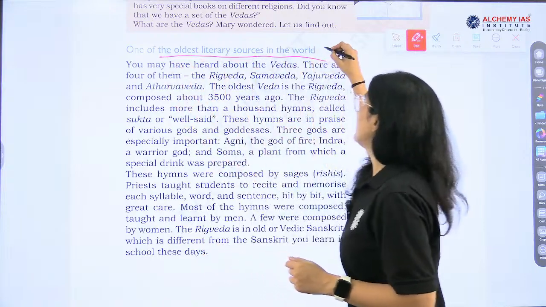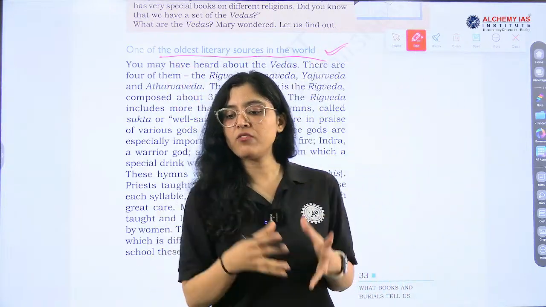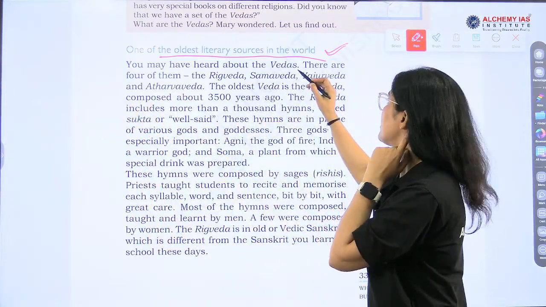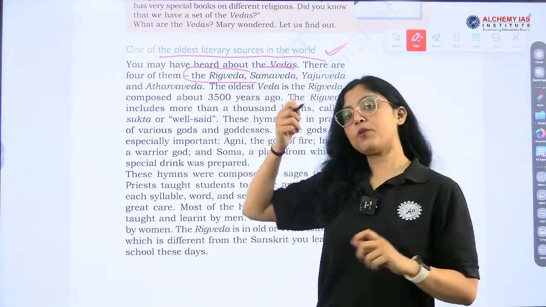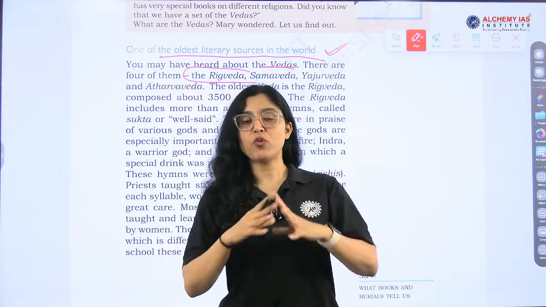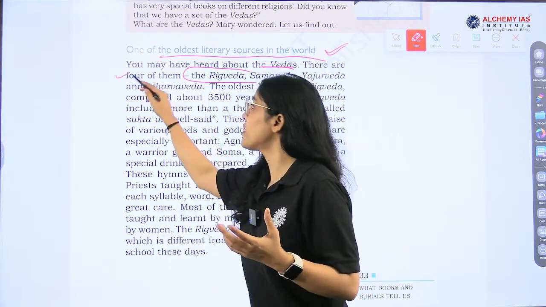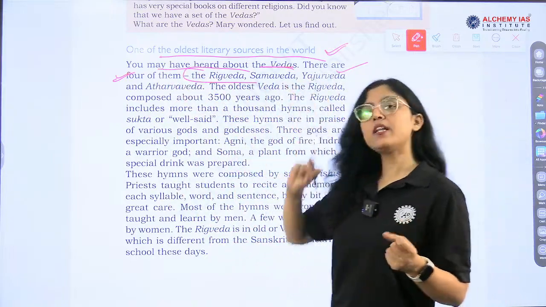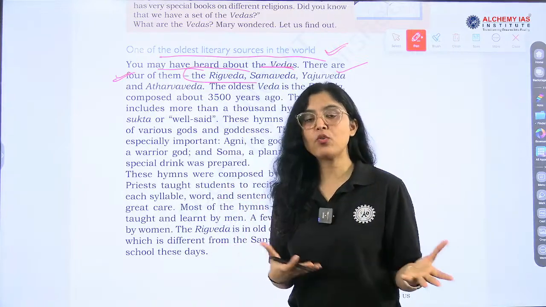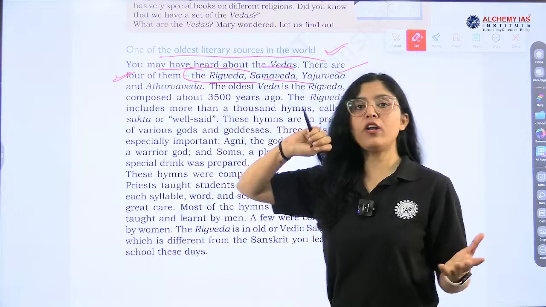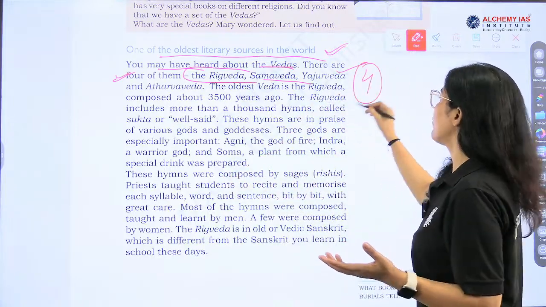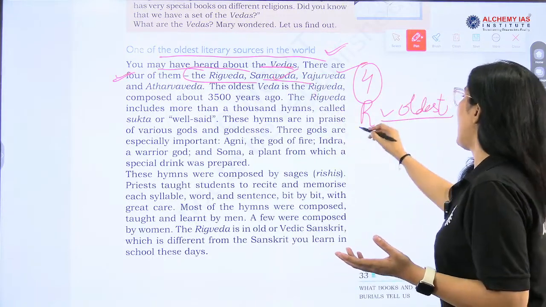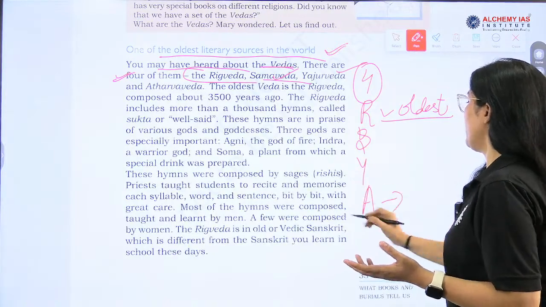One of the oldest literary sources in the world, because there were other civilizations also, and this is related to Rigvedic civilization, right? Rigveda was the first book which was created. So Rigveda is the oldest of the Vedas. You may have heard about the Vedas. What are they? How many are they? Vedas are sources of history, and there are 4 Vedas. First is Rig Veda, which is the oldest Veda. Next are Samveda, Yajurveda and Atharvaveda, right?